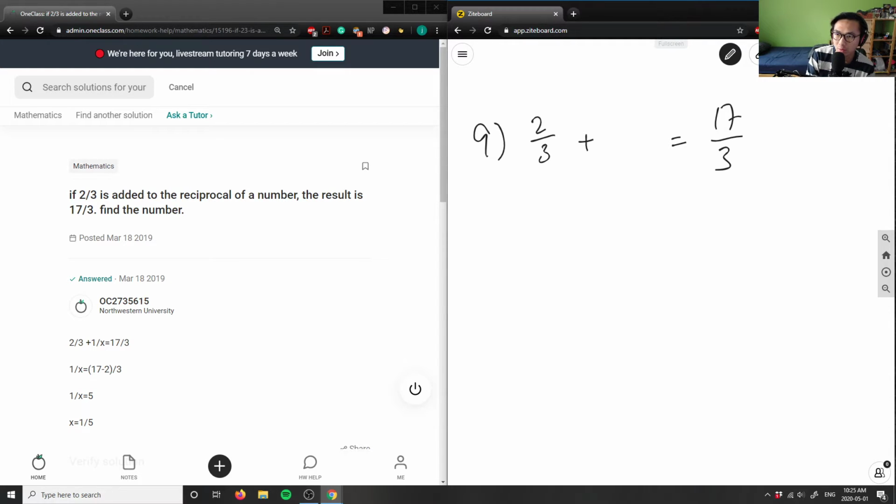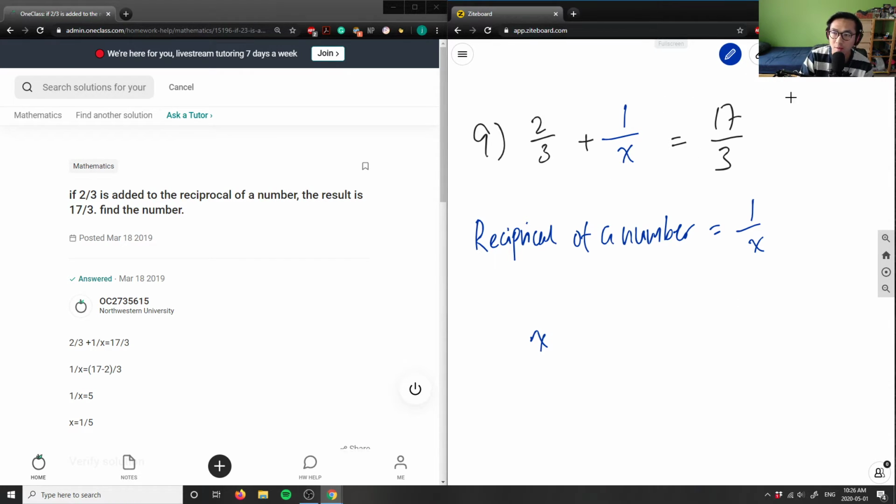So when we talk about reciprocal of a number, what does that mean? Reciprocal of a number simply means that if I want to take the reciprocal of a number, I basically flip it, or basically I do 1 over that number, right? So if I had x, for example, the reciprocal of x would be 1 over x, right? So in this blank, I'm going to put 1 over x here, because this here is my reciprocal of x.